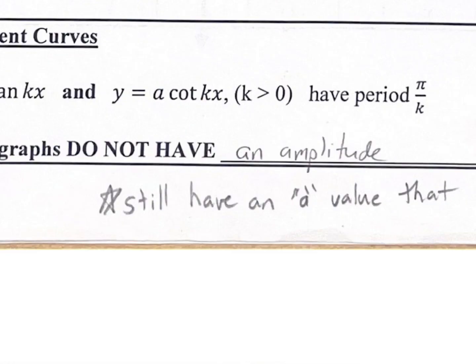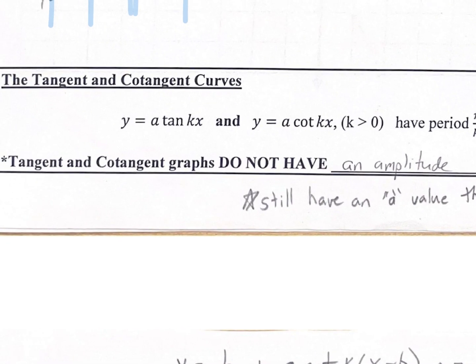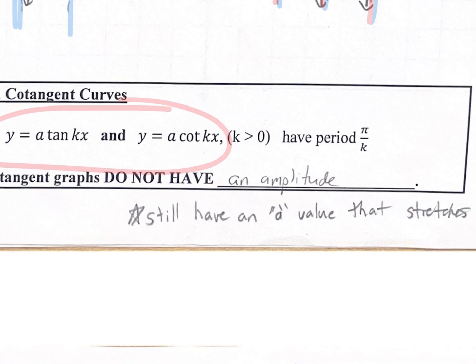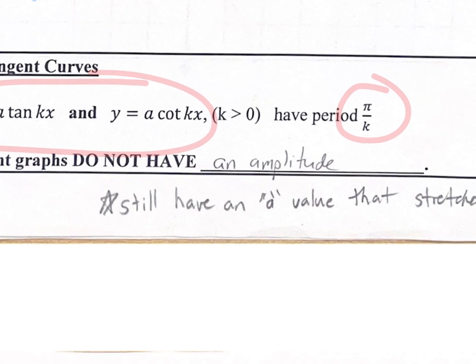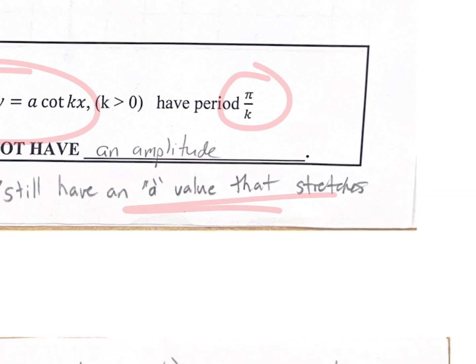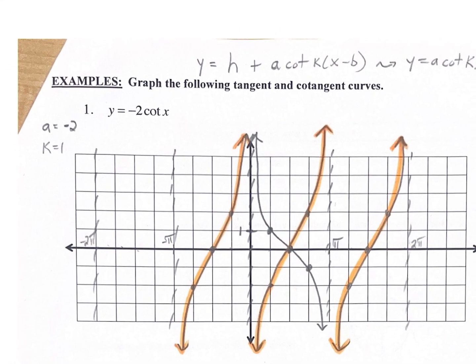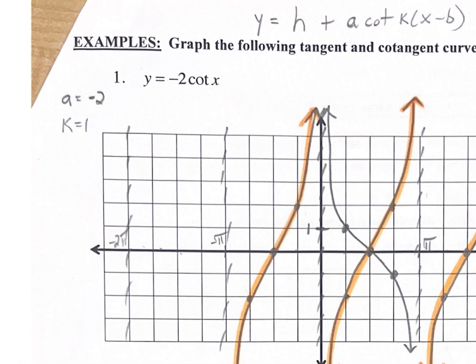Okay, lastly, we can shift these things. So tangent and cotangent have equations similar to sine and cosine, but just recall that the period is pi over k, not 2 pi over k, and it doesn't have an amplitude, but it still has an a value. It stretches it. The reason why it's not amplitude is just because cosine and sine look like that, but tangent, cotangent go on to infinity.